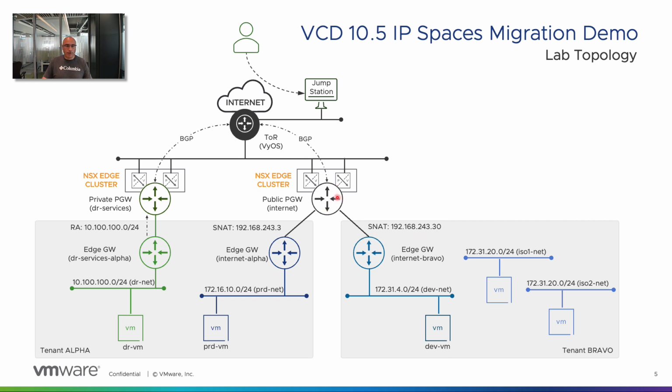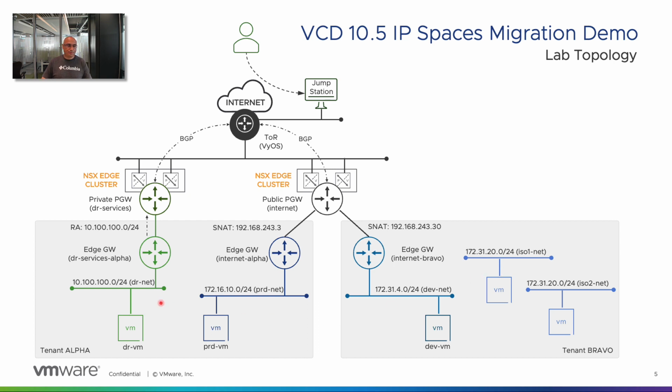From the public provider gateway, there is a BGP session with the top of the rack router that I'm using, which is a virtual VIOS router, to connect to the environment and to provide internet access for the environment as well. Tenant Bravo also has two isolated networks, and these isolated networks, as you can see, are using one and the same subnet, the same CIDR block, and there is a reason for that: we want to explore some nice verifications that the migration wizard will provide.